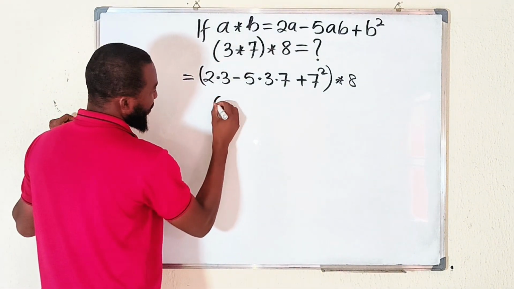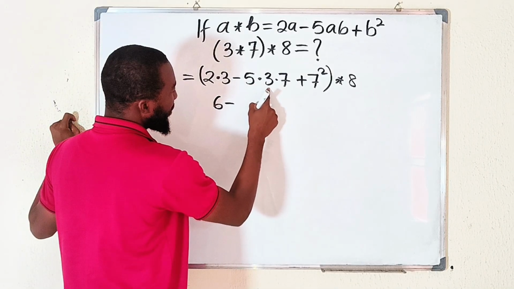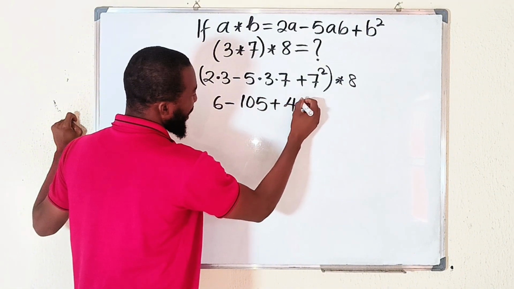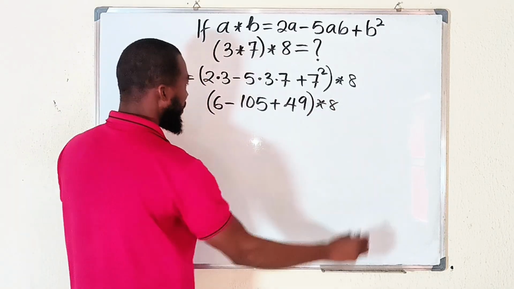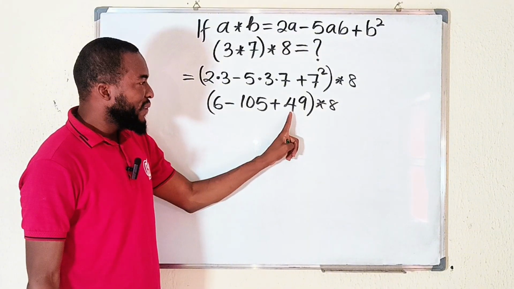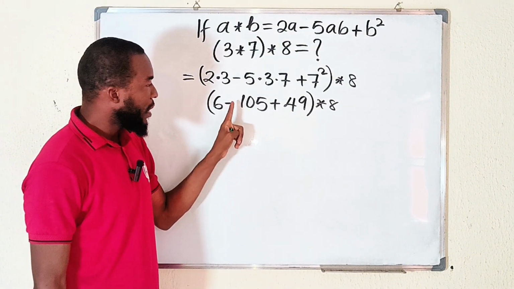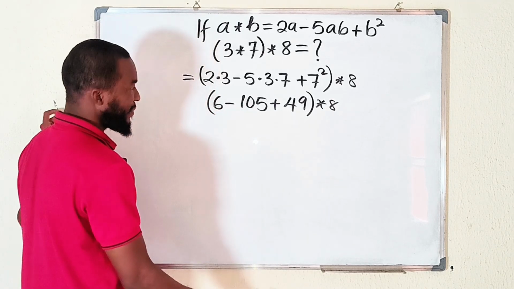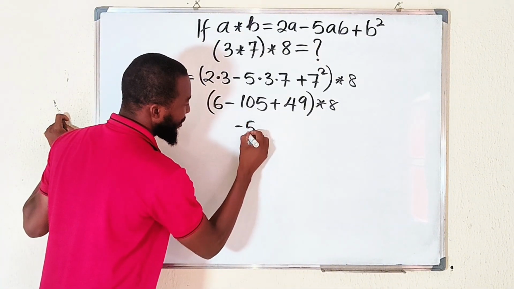2 times 3 is 6, minus 5 times 3 is 15, times 7 is 105. 7 squared is 49, right? We still have asterisk 8 outside. 6 plus 49 will give us 55, right? Then 55 minus 105 will give us negative 50.